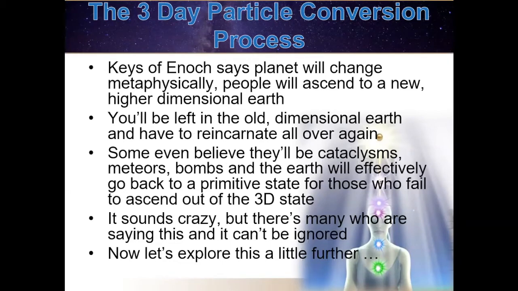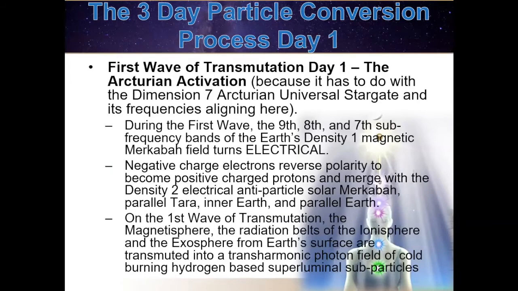So the first wave of transmutation, day one, the Arcturian activation, because it has to do with the Dimension 7 Arcturian Universal Stargate, and this one is aligning here. During the first wave, the 9th, 8th, and 7th sub-frequency bands of the Earth's density 1, so the 7th, 8th, and 9th dimensions, the magnetic Merkaba field turns electrical. So in the first wave, these dimensions of the magnetic Merkaba field actually turn electrical.